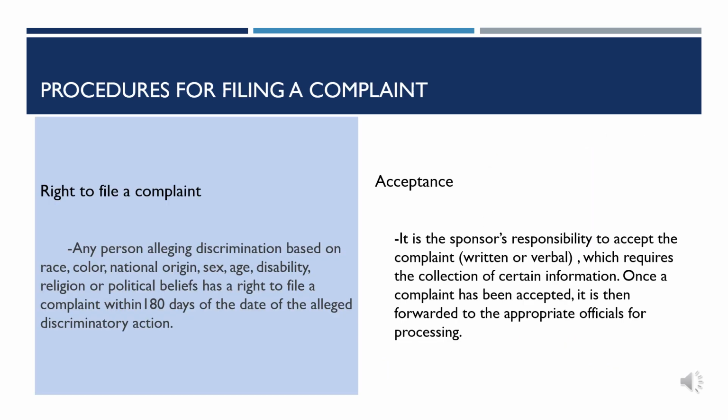The procedure for filing a complaint. It starts with the right to file a complaint. Any person alleging discrimination based on one of the protected classes has a right to file a complaint within 180 days of the date of the alleged discriminatory action. There are certain circumstances where an extension to the 180-day rule is allowed.